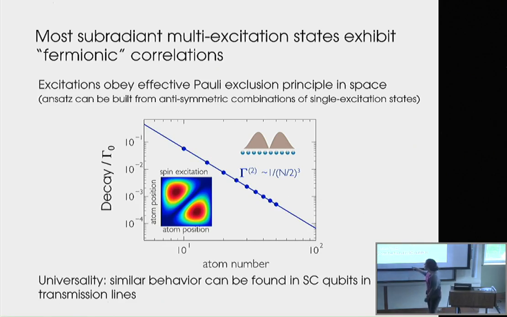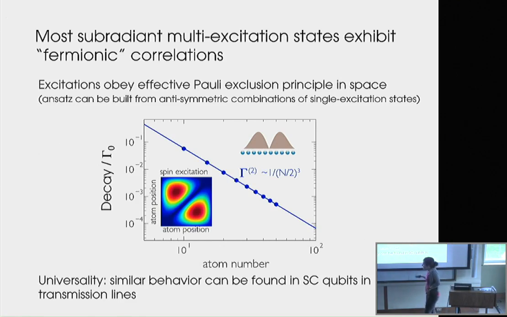And this is also manifested not only spatially, but also in the decay rates, because the decay rates of these subradiant 2 excitation eigenstates scale as, instead of 1 over n cubed, 1 over (n/2) cubed. So again, it's like each of them works separately, so they cannot use the whole length of the chain.